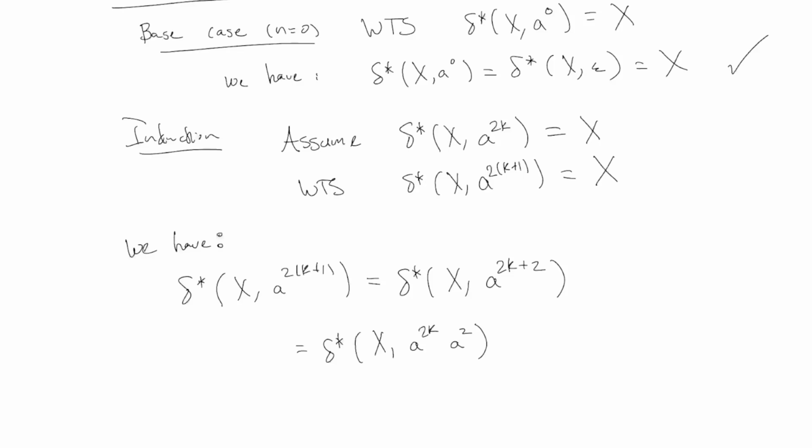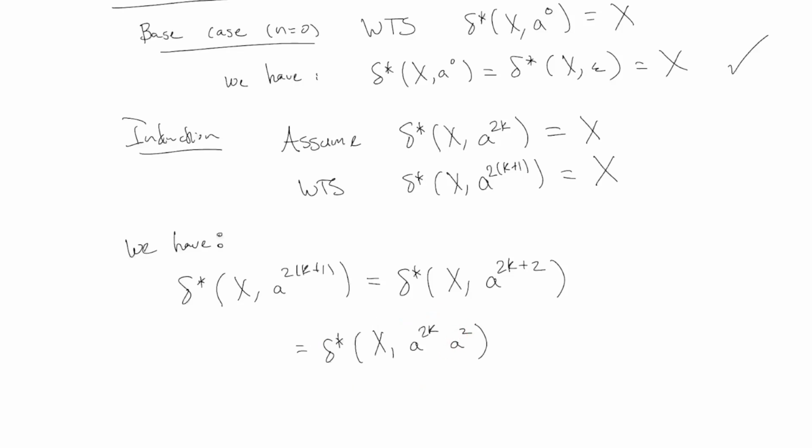And why did I do that? It's because what you see right here, just that part, is what I have in the induction hypothesis, x comma a to the 2k. So I like to see x comma a to the 2k. Now I have this extra thing over here, which we'll have to deal with, but I like to see x comma a to the 2k because that's my induction hypothesis. How do we deal with this extra thing?